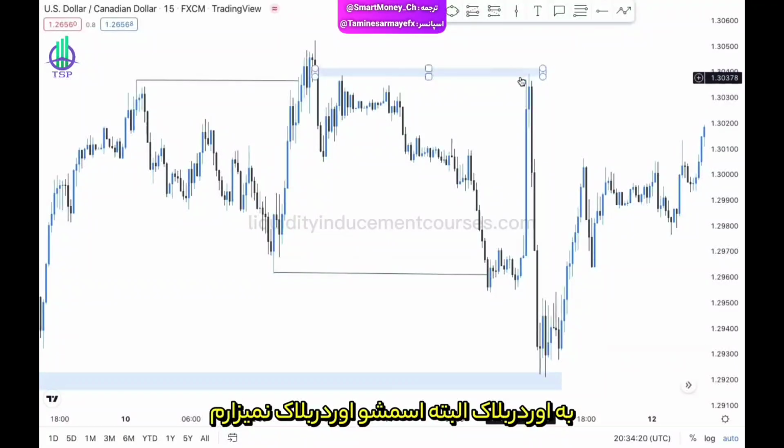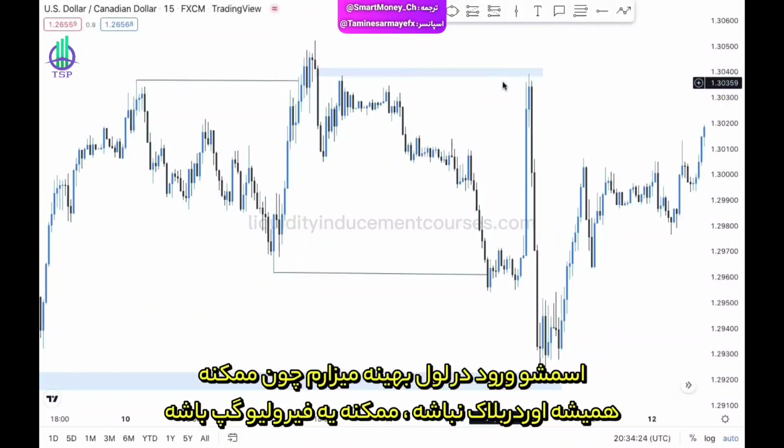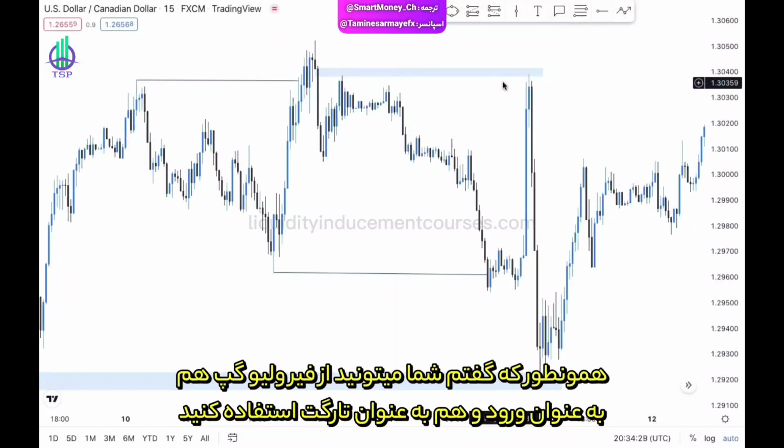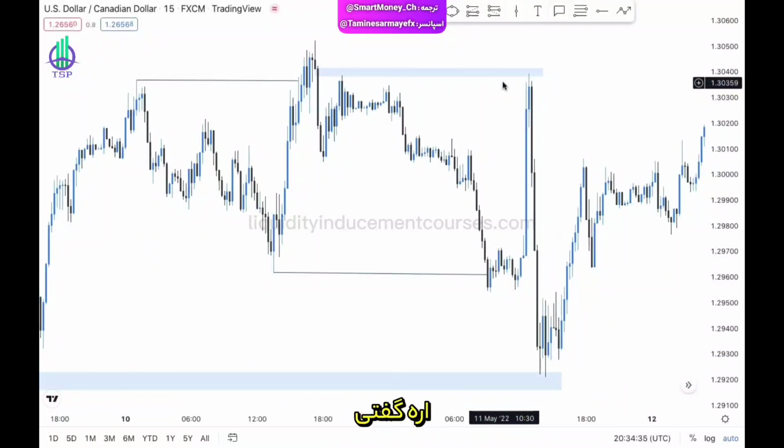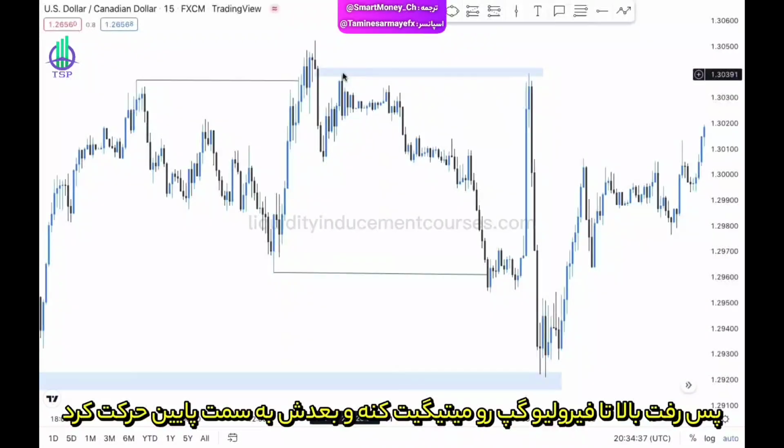Return to order block. I don't call it order block. If you listen, I call it optimum trade entry because it may not be an order block, it may be a fair value gap. Like I said, we can use fair value gaps as entries or as targets. Did I mention that? Yes, you did. All right, good. So we went back up here to the fair value gap and then mitigated the quarter of it and continued to move bearish to the downside.